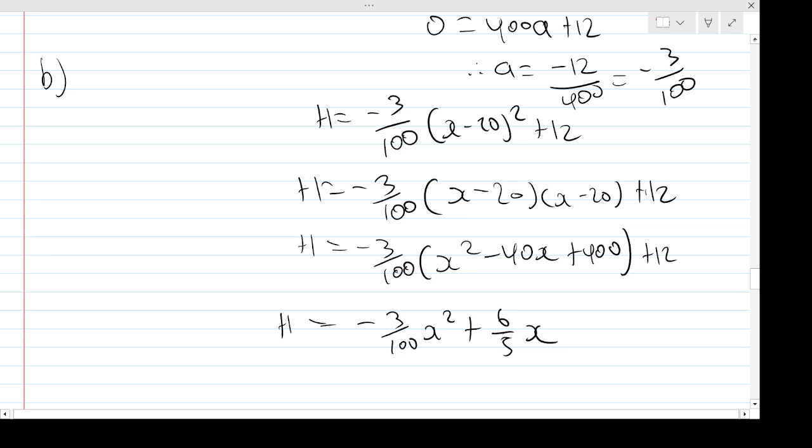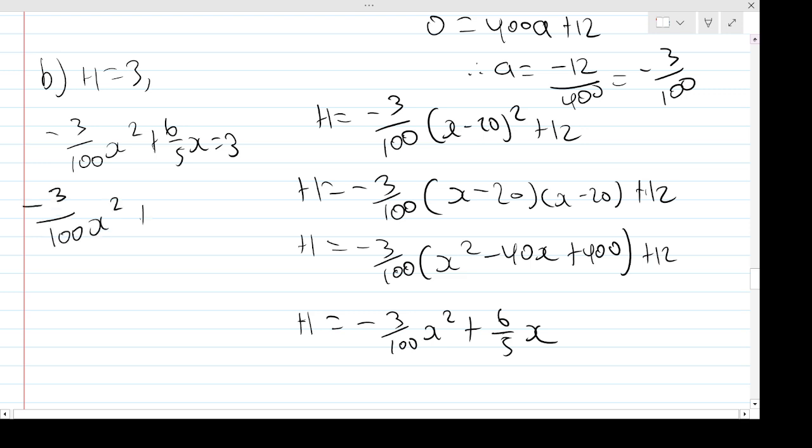So part B, h is 3, but we know what h is already from part A, and this is why expanding it actually helped rather than leaving it in complete square form, because now this is a very easy quadratic to solve. So when h is 3, I get minus 3 over 100x squared plus 6 over 5x is equal to 3, because remember that equals h, but h is equal to 3. Now this is a quadratic equation, because if I move 3 onto the other side, I get minus 3 over 100x squared plus 6 over 5x minus 3 equals 0.